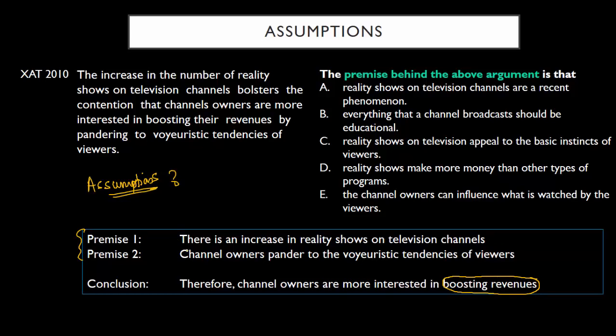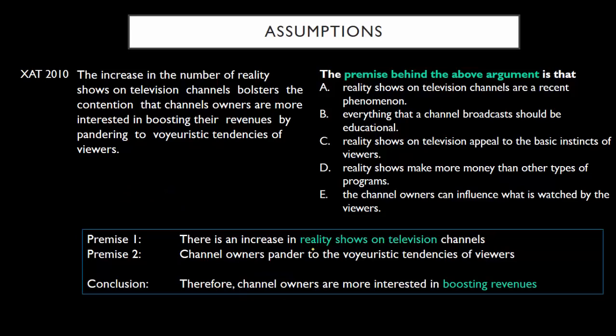Nowhere is revenue mentioned. It said that increase in reality show, and then he went on to say that is boosting revenue, which means what is assumed therefore is the fact that reality shows make a lot of money. That's one assumption. You can also think about this. The whole blame of the increase in reality show is actually put on the channel owners. Therefore, the author is also assuming that channel owners are responsible for the shows in a television channel, and that's also an assumption.